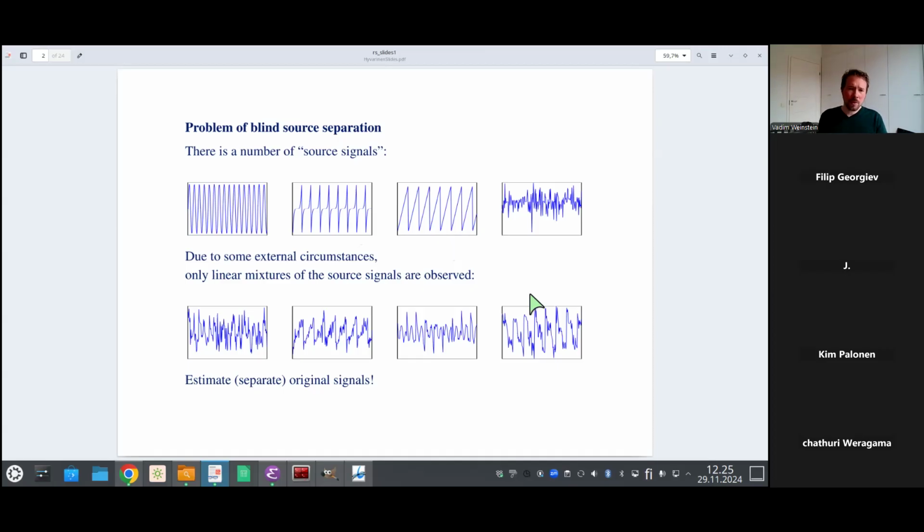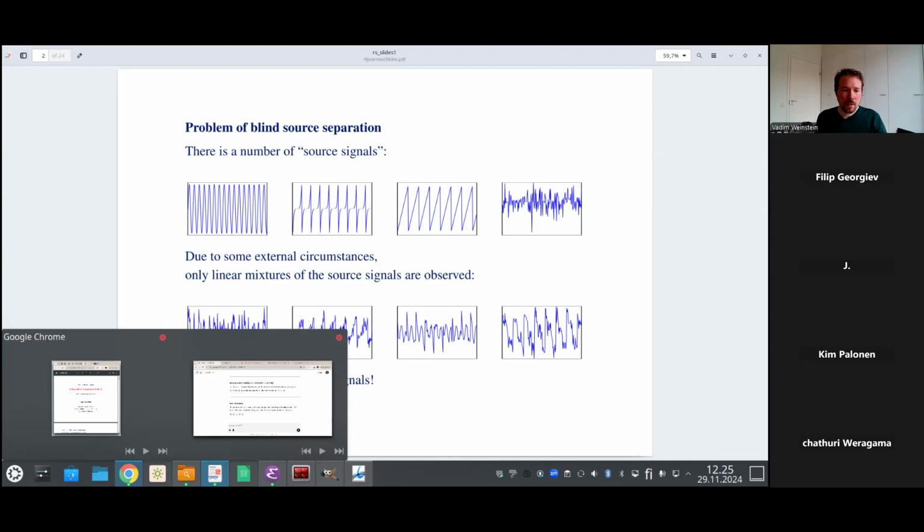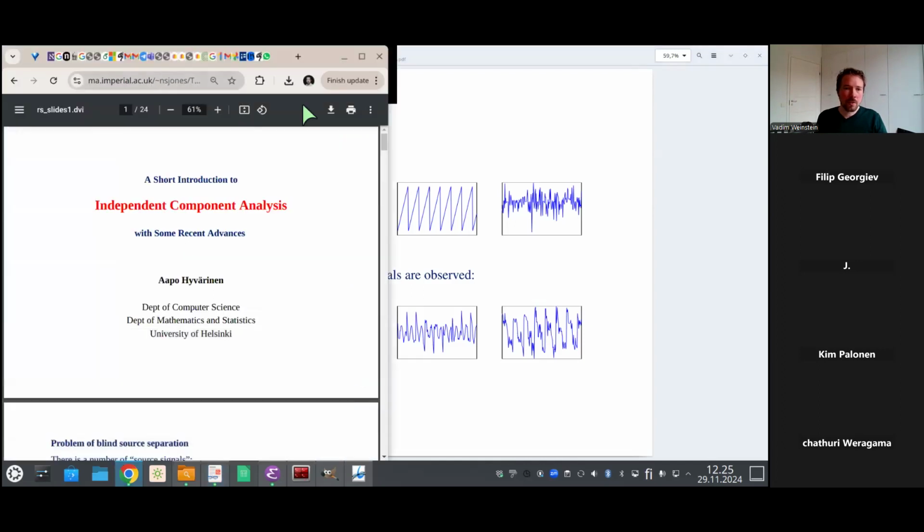You can do it also with pictures. If you mix pictures, just overlap them in different ways, then you can reconstruct the original pictures.